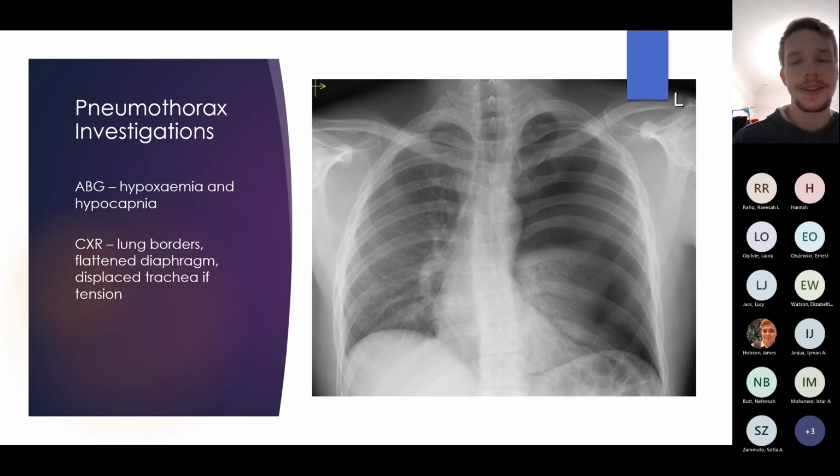So in terms of investigations, what would you say are the main ones that you order for someone if you suspected that they had a pneumothorax?